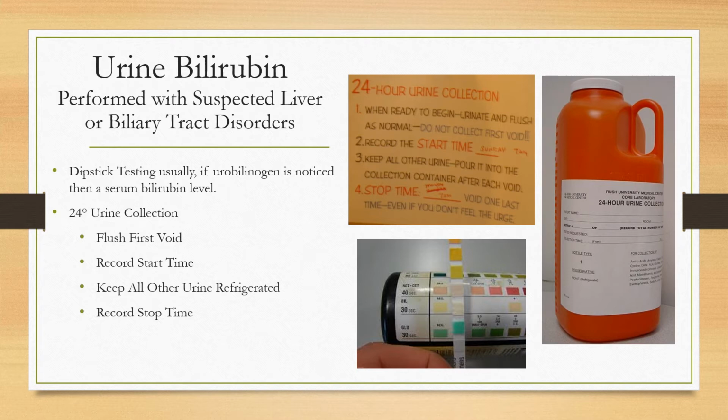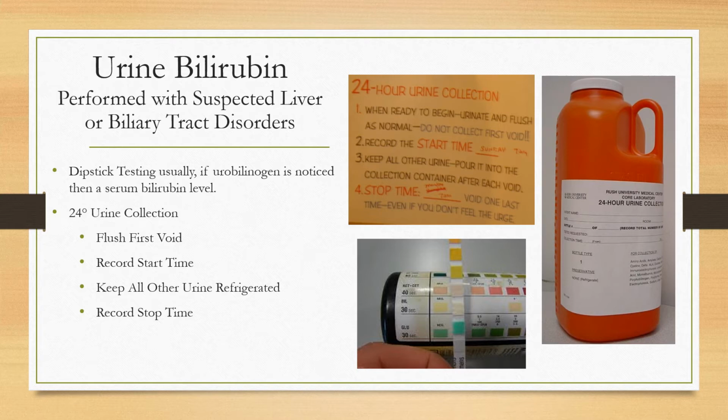So if we notice on the dipstick, which gives us a really fast idea of what's in the urine, and you can see it in the lower left images there, if we see that someone has urobilinogen on their dipstick, then we'll just do a serum bilirubin. That's the quickest way, okay? The 24-hour collection, I know it's mentioned in ATI.